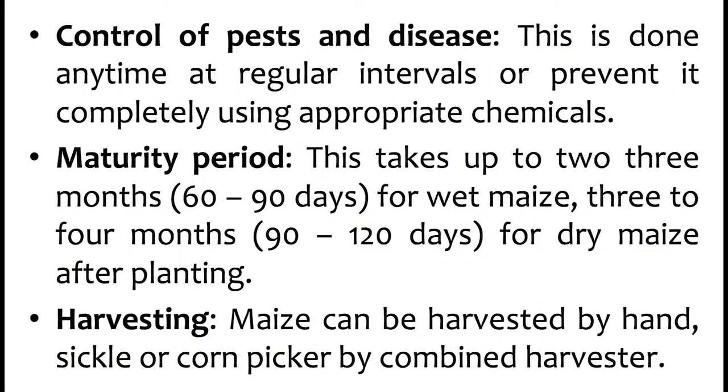Maturity period. This takes about 2 to 3 months, that is 60 to 90 days for wet maize to reach its maturity. That is 2 to 3 months for the wet maize. Then 3 to 4 months, that is 90 to 120 days for the dry maize after planting.